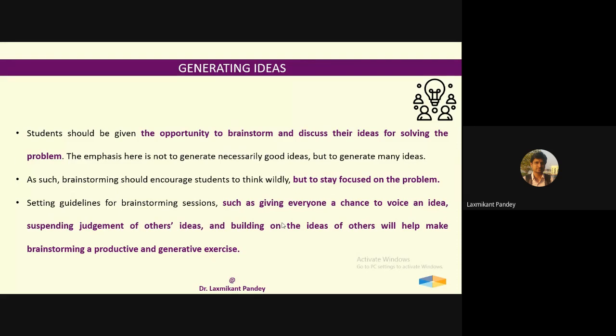So by using project-based learning, we are able to create a brainstorming session among the students. That's a very good idea. By this, you can increase the critical thinking ability among the students, as I told you. That is a very important thing. And then setting guidelines for the brainstorming is very important, such as giving everyone a chance to voice an idea.